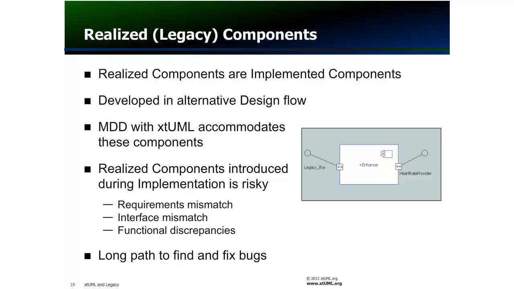In many development processes, this legacy code could not even begin to be integrated until the implementation phase. This introduces risk to a project because problems such as requirements and functional impedance mismatches only become apparent very late in the project. It can also take a very long time to find and fix defects because there is, by this time in the project, a very large amount of code to sift through. xtUML embraces this challenge by accommodating realized components into the workflow early.